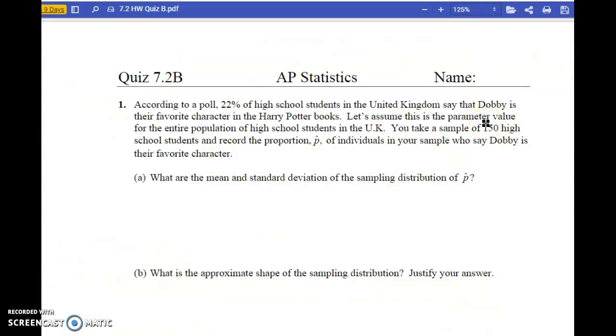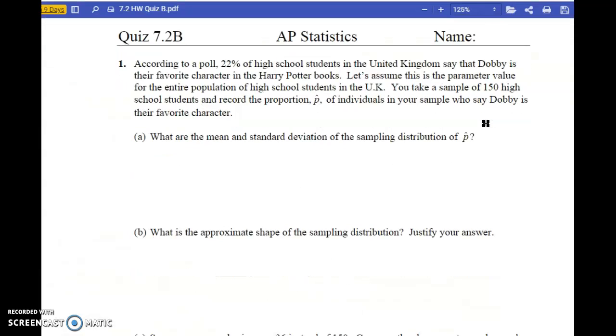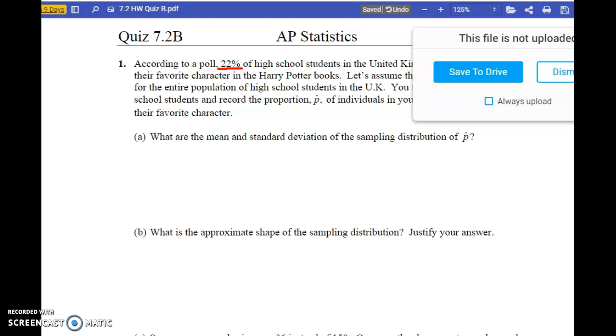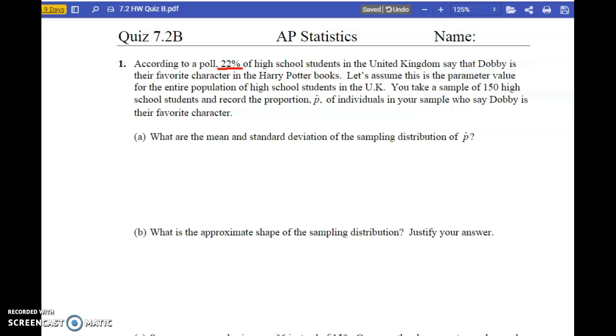So here's the 7.2 homework quiz. It's not a grade, again, it's just optional. According to a poll, 22% of high school students in the UK say that Dobby is their favorite character in the Harry Potter books. Let's assume this parameter value for the entire population of high school students in the UK. You take a sample of 150 school students and record the proportion p-hat of individuals in your sample who say Dobby is their favorite character.